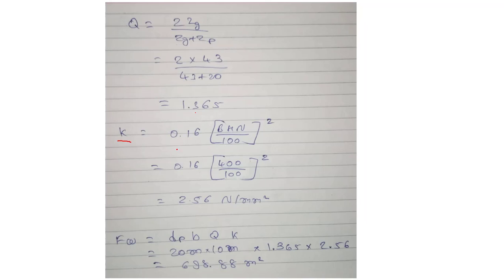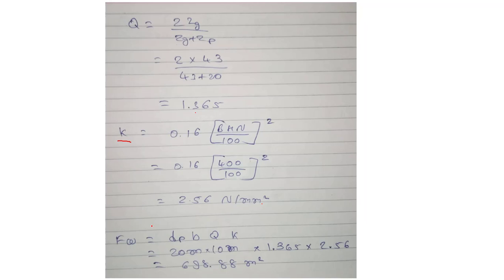Now for the load stress factor k, here they mention one thing, that the gear and pinion are made of plain carbon steel. So for the steel gear and steel for the pinion, the k is equal to 0.16 bhn upon 100 square. Bhn is given, it is 400. So putting this value, we can find k is equal to 2.56 Newton per mm square.